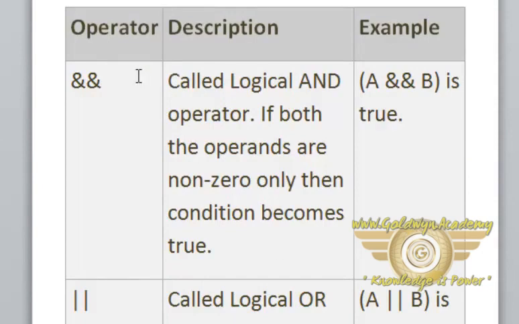These are the following logical operators supported by JavaScript language. Here this is two ampersands (&&), which is called the logical AND operator. If both operands A and B are non-zero, only then the condition becomes true. This is the logical OR sign. If any of the two operands is non-zero, then the condition becomes true.